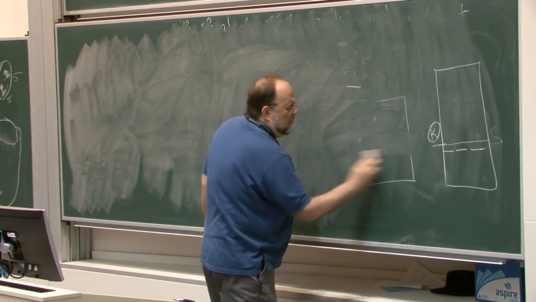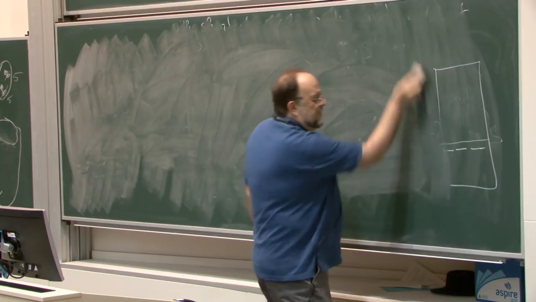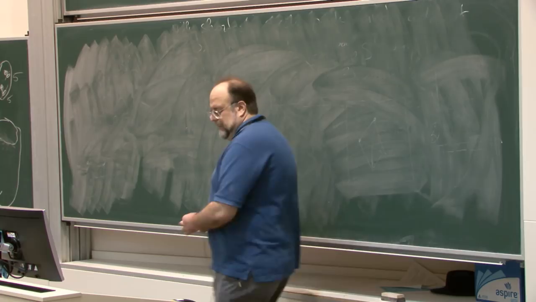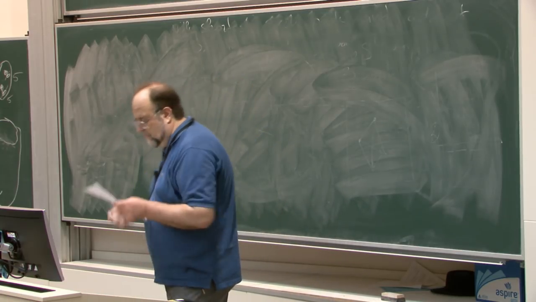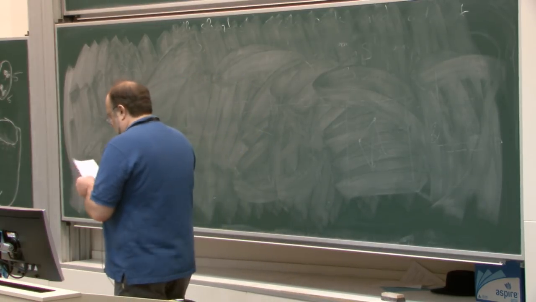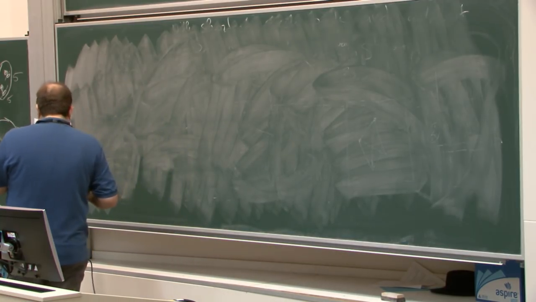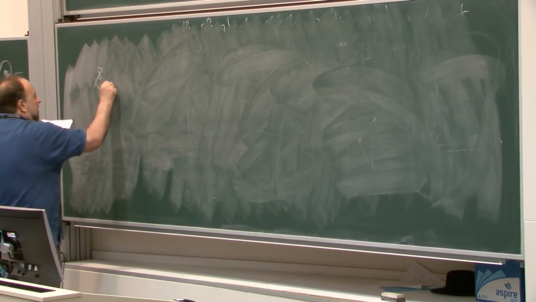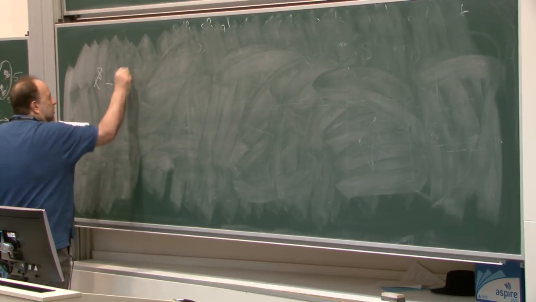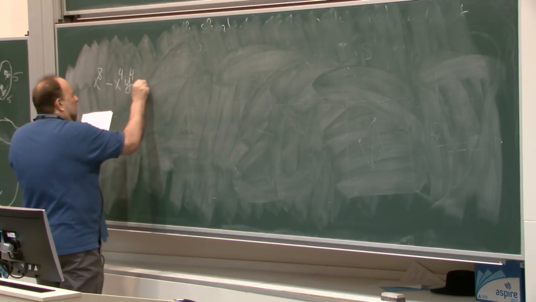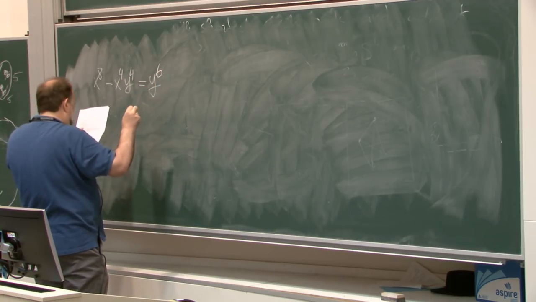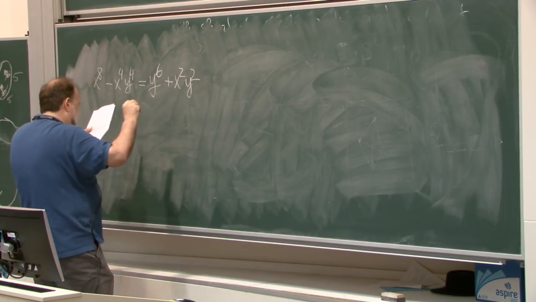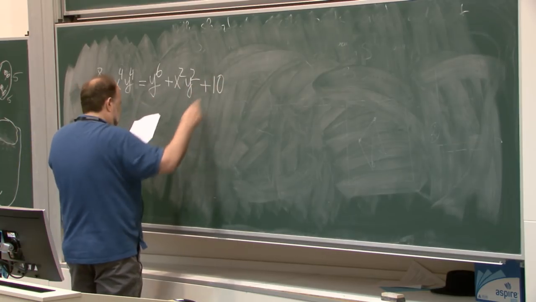Okay, so let's do a few problems. Let's start with simple stuff like binary search. So this is your problem. Consider the following equation: x to the 8 minus x to the 4th y to the 4th equals y to the 6th plus x squared y squared plus 10.